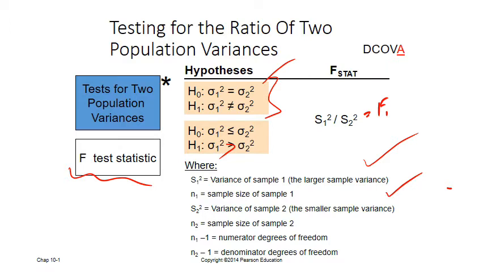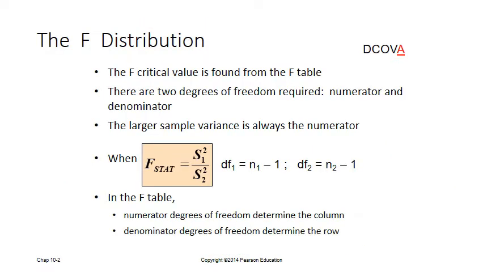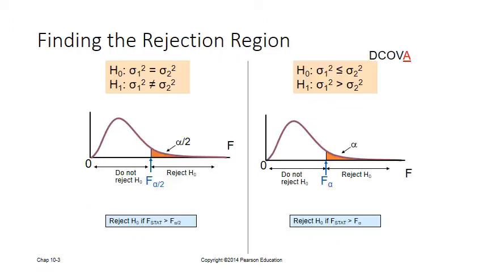So the formula can take the form accordingly. For example, if S1 is the larger sample variance, it would be in the numerator, and if S2 is the smaller sample variance, then it would be in the denominator. Because we have two populations, the degrees of freedom will be n1 minus 1 for the first sample and n2 minus 1 for the second sample. So here you can see its formula: F statistic equals S1 square over S2 square, and there would be two degrees of freedom, df1 equals n1 minus 1 and df2 equals n2 minus 1.